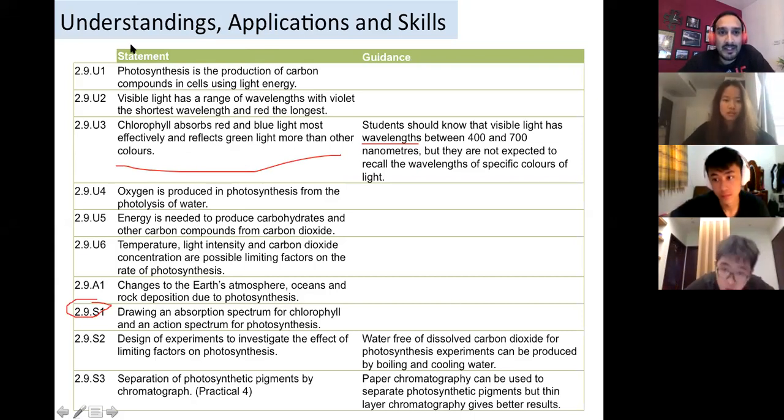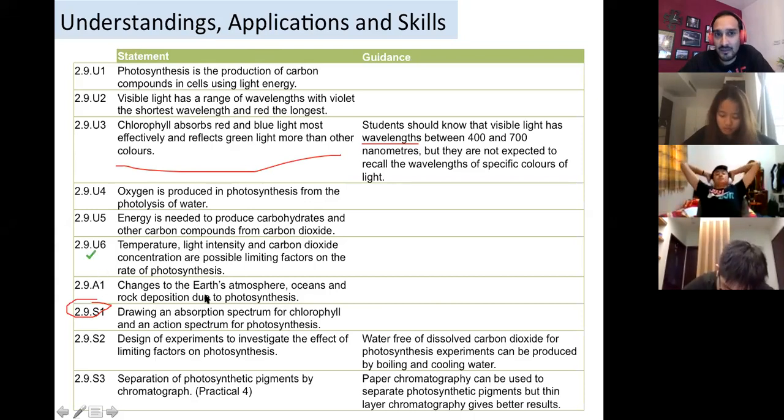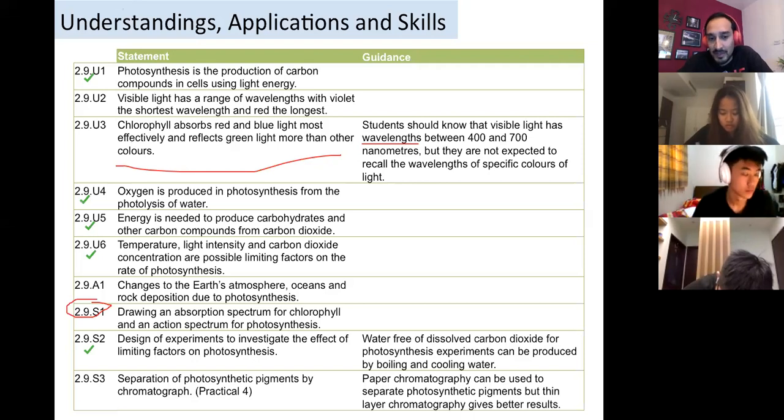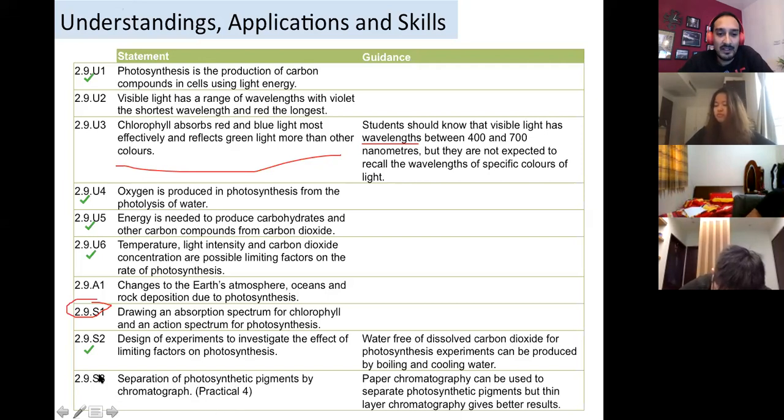But limiting factors, for example, we've done that before. If you look here, we definitely know that oxygen is produced. We know that energy is needed. And then you know how to design an experiment in general, maybe specifically about photosynthesis, potentially not. This part is an activity, the last one, that we can't do because we are not in the lab, but we can do a virtual version of that.